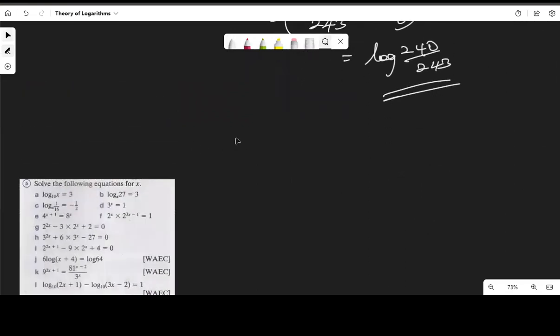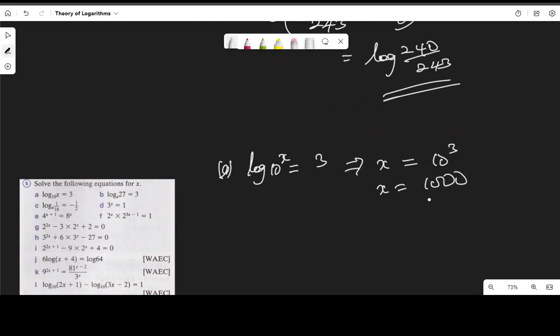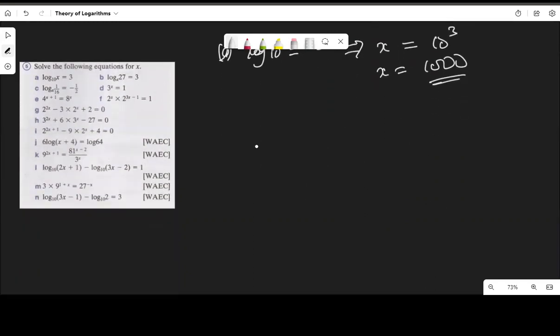Solve the following equations for x. The first equation, log x to base 10, is equal to 3. This implies x is equal to 10 to the power of 3, x equal to 1000. I have this in logarithmic form, I express it in index form: 10 to the power of 3 is equal to x. That is part A.